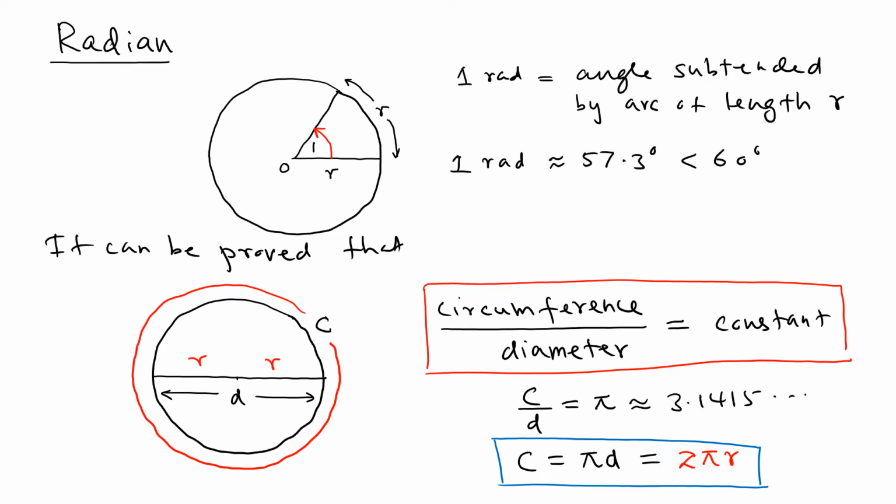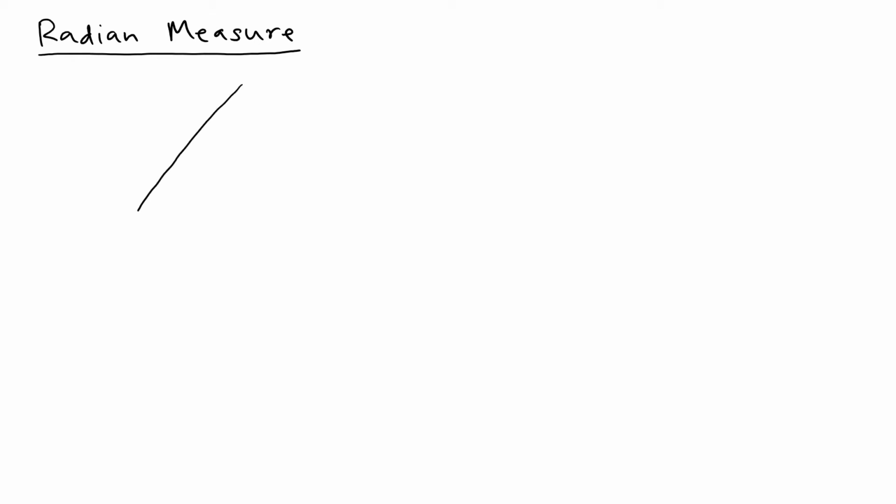Good. Now let's see how you can measure other angles. Let's talk about the radian measure now. Let's look at a general arc. Say we have a sector, like that, and that's the arc. Let's say the arc length is S. That's the arc length, and that is the angle here, and this is the radius.